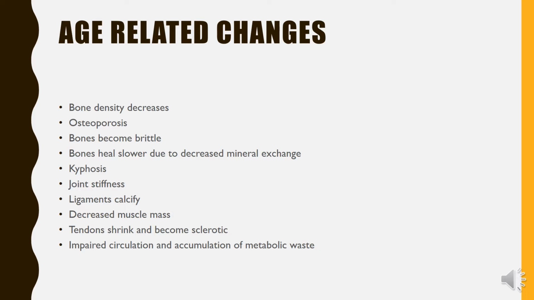Oftentimes, kyphosis may occur. This is the thinning of the intervertebral cartilage and then the collapse of the vertebra, which results in a shortened spinal column and sometimes a curvature of our spinal column. This is why an older adult's height decreases as they age.